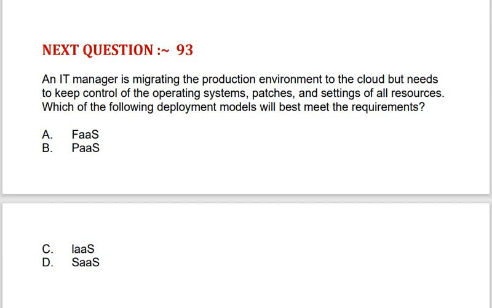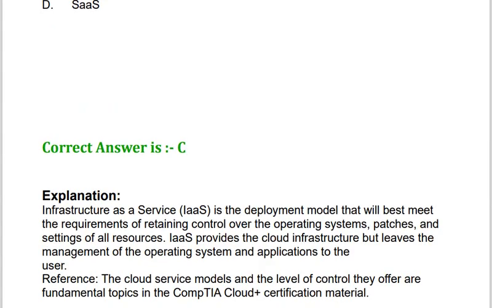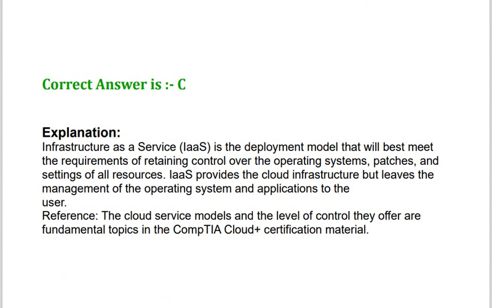Question is, an IT manager is migrating the production environment to the cloud but needs to keep control of the operating systems, patches, and settings of all resources. Which of the following deployment models will best meet the requirements? Option A, FaaS. Option B, PaaS. Option C, IaaS. Option D, SaaS. Correct answer is option C.